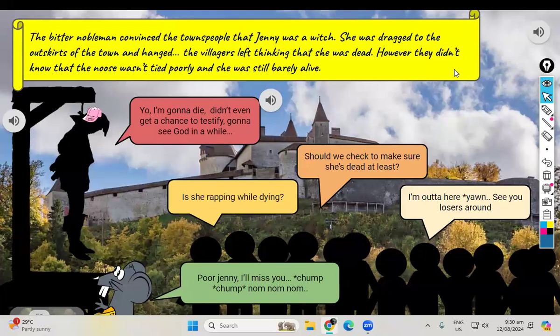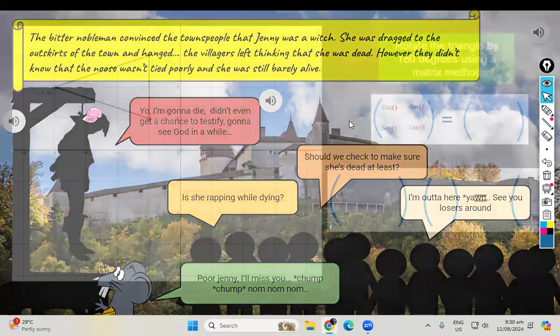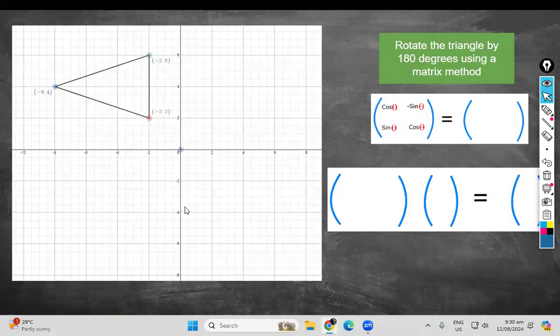Well, that's a pretty good rap, in my opinion. All right. But obviously, Jenny is going to survive, right? Because the noose wasn't tied properly, and the townspeople got bored and left. I guess they see hangings every day. All right.